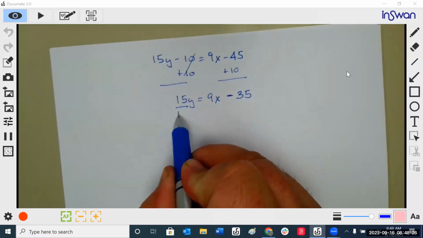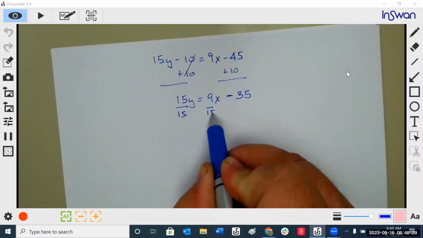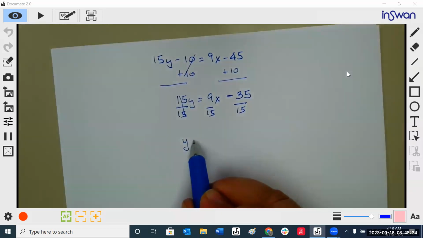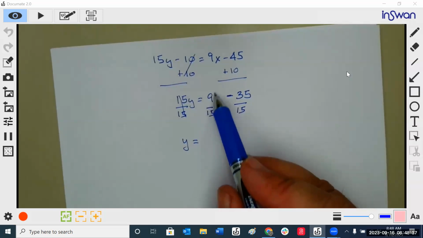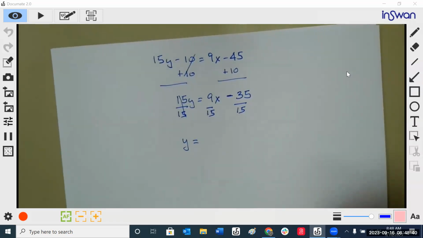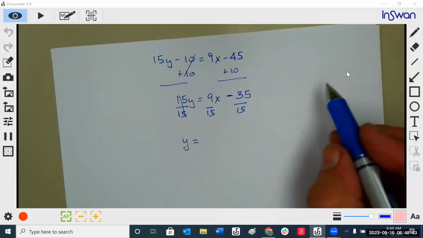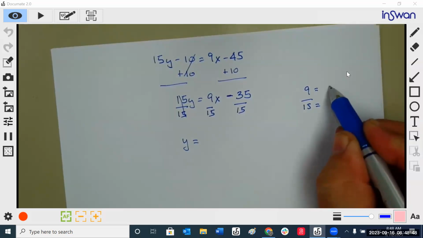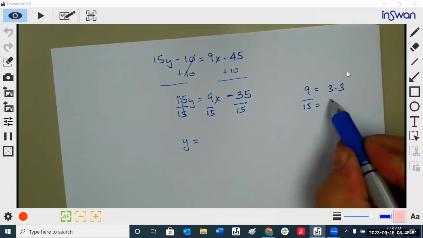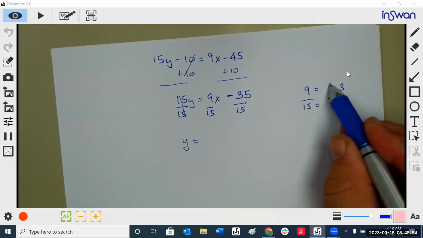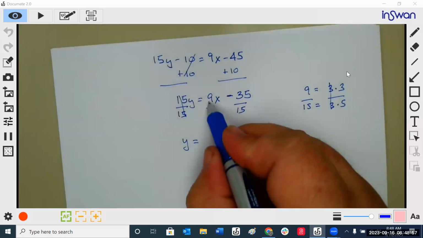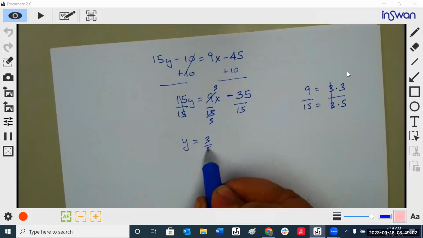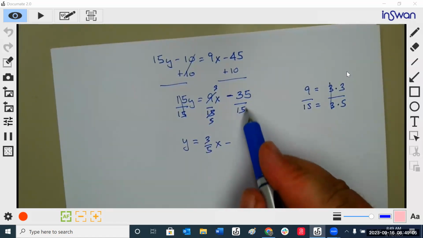Now we can divide by 15 to each term. Can 9 and 15 have anything in common? 9 is made up of what? 3 times 3, right? 15 is made up of 3 times 5. So 3's cancel. So this becomes 3. This becomes 5. So it's 3/5x. How about 35 and 15?